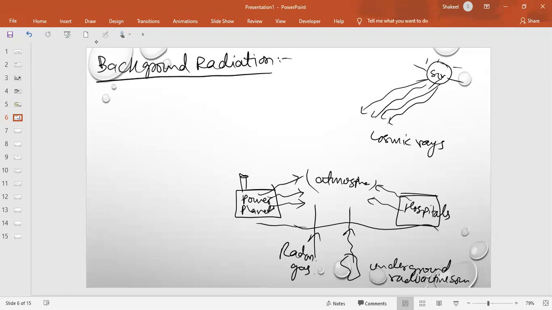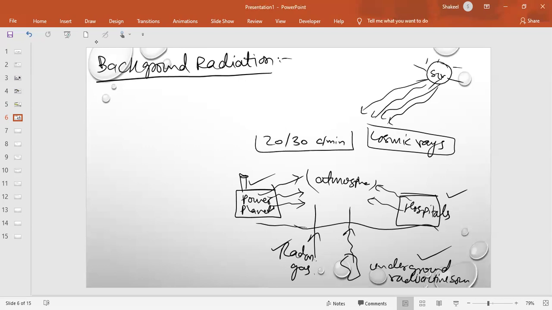So all these things, like the cosmic rays, the hospitals, the power plants, the radon gas, the underground radioactive sources contribute towards the background radiation in the atmosphere. So the typical value for the background radiation is from 20 to 30 counts per minute, and measured through GMT.